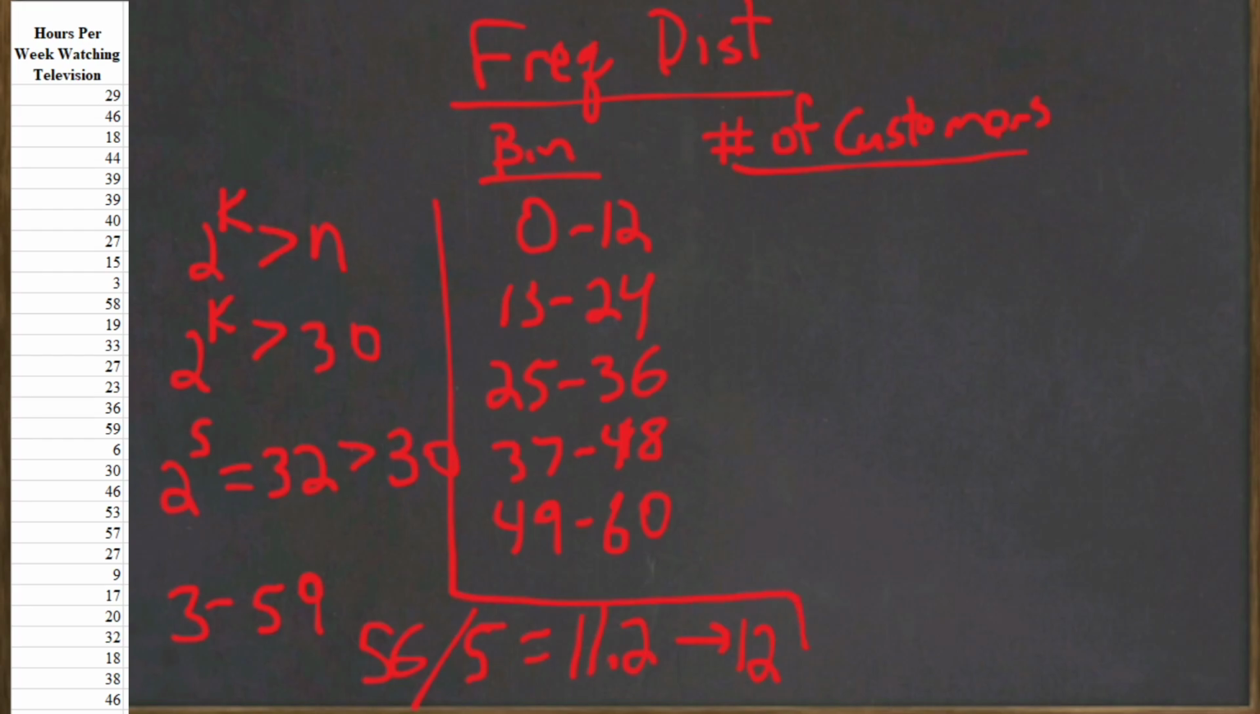Once we've built those bins, all that's left to do is, just like we did with the qualitative variable, scan through our list and count up how many times that value or that range of values shows up in the data set. So we would start scanning through and say, how many 0 to 12s are there? Well, as I scan through, I see a 3 and a 6 and a 9, and that might be it. And if I haven't missed one, that would be 3.